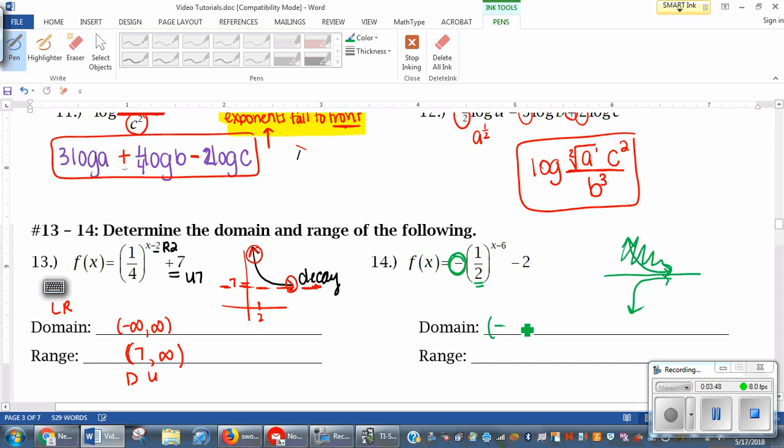So now our domain is still left to right forever, but instead of going up forever, it's going to go down forever, and it'll stop at whatever your vertical shift is. So in this case, it's going to stop at -2. And again, it's a soft parenthesis because we don't want it to actually touch that plate.